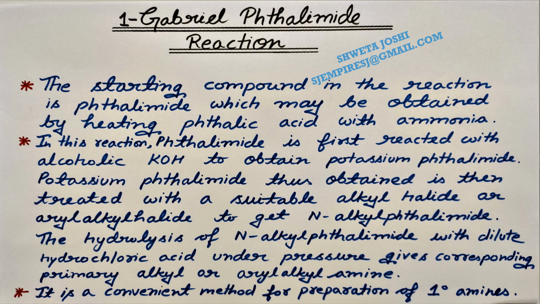It gives potassium phthalimide. Then potassium phthalimide is reacted with suitable alkyl halide or aryl alkyl halide to get N-alkyl phthalimide. Then N-alkyl phthalimide is hydrolyzed in the presence of dilute HCl under pressure, giving primary alkyl or primary aryl alkyl amine.